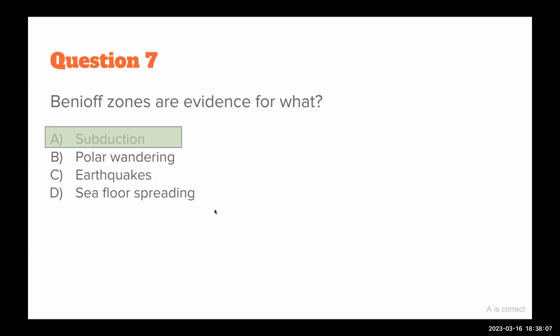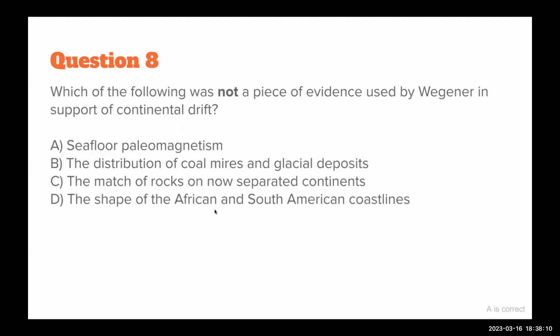Question 8. Which of the following was not a piece of evidence used by Wegener in support of continental drift? Okay. Remember, when we think about Wegener, we have to think about fossils, ice, plants. And we also have to think about how he formed this in 1915. When did we say that the seafloor stripes were discovered? In the 1960s. They were actually discovered in the 1960s.